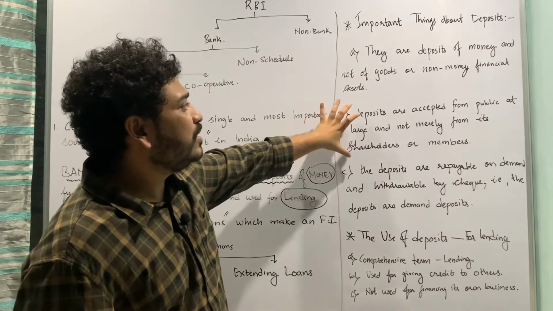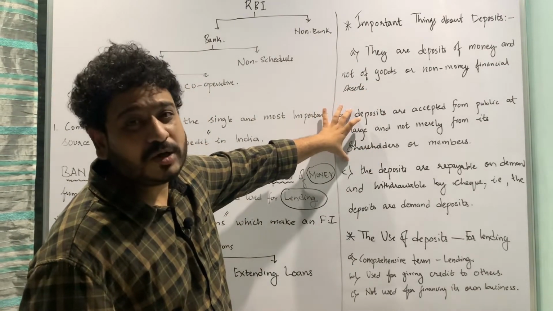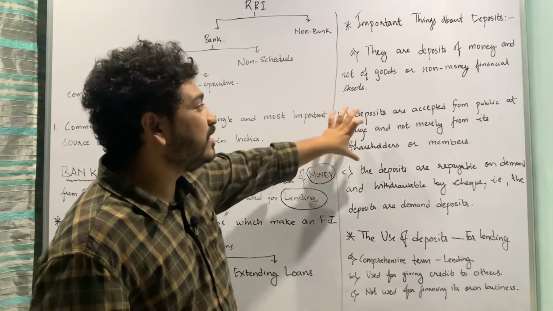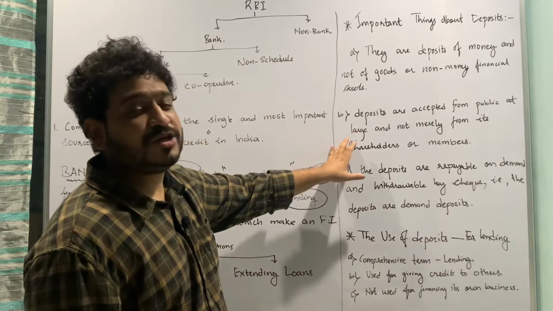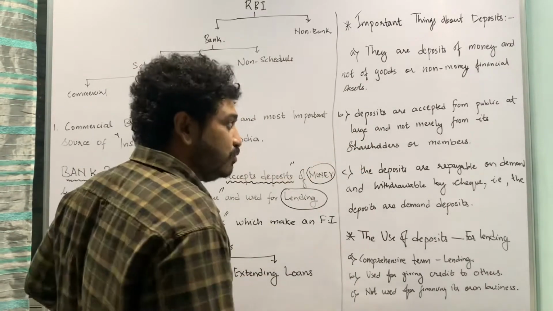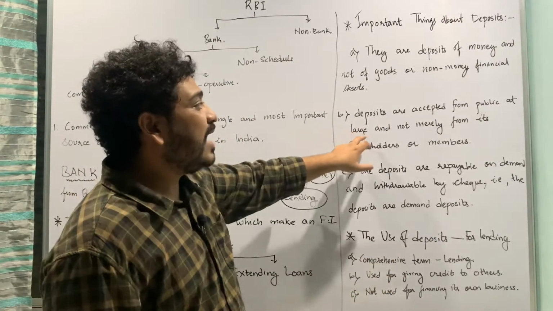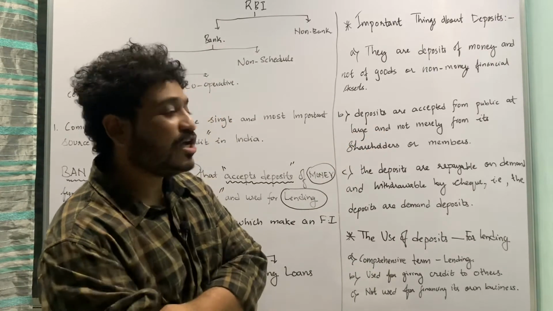Let us now look into the next point, which is essential for something to be called deposits that banks are accepting. Deposits are accepted from the public at large. It is accepted from the general public. I use that term, general public, and not merely from its shareholders or members.